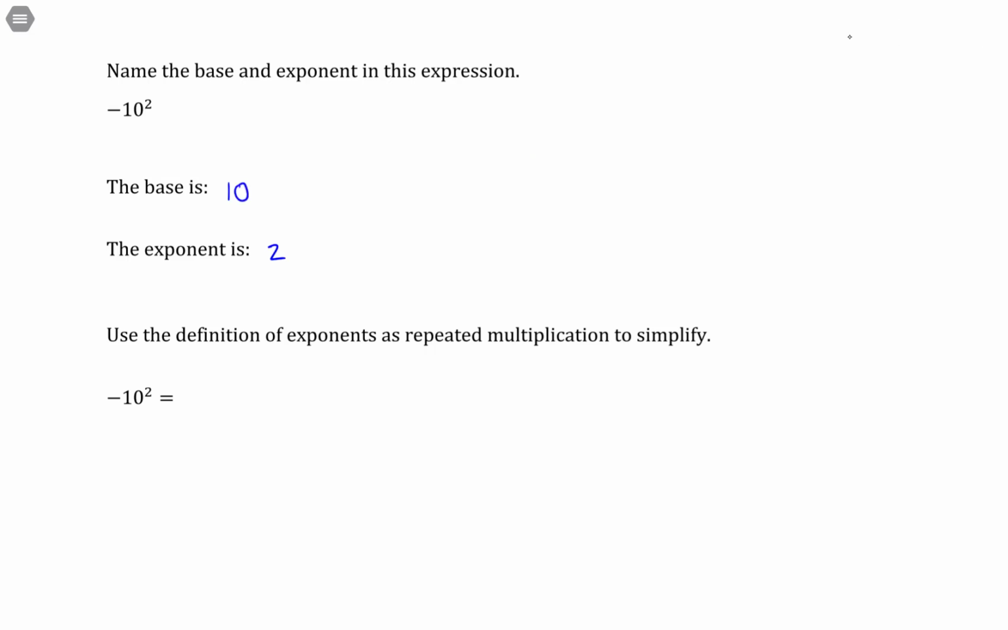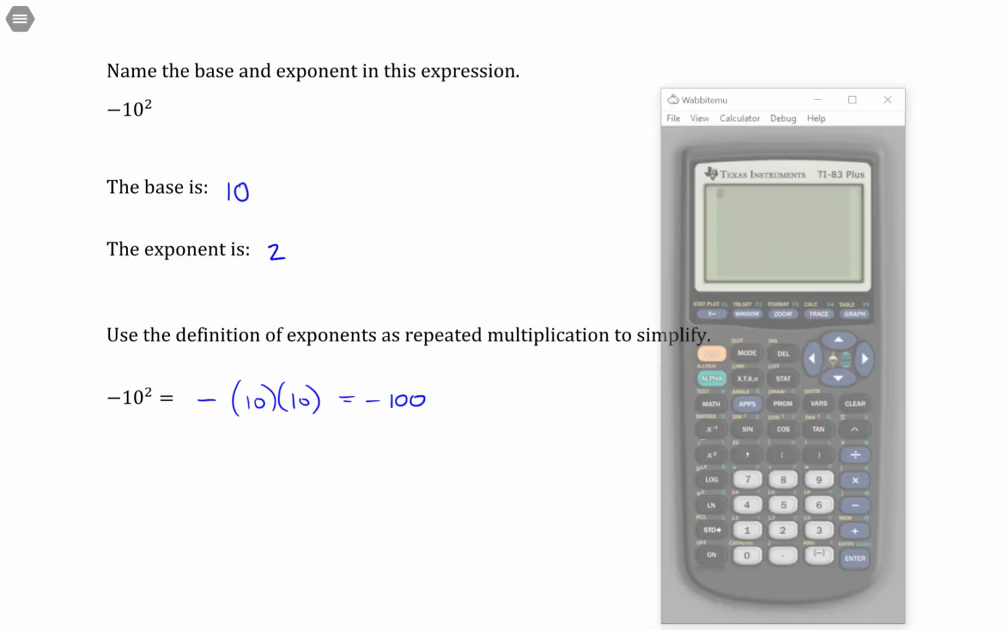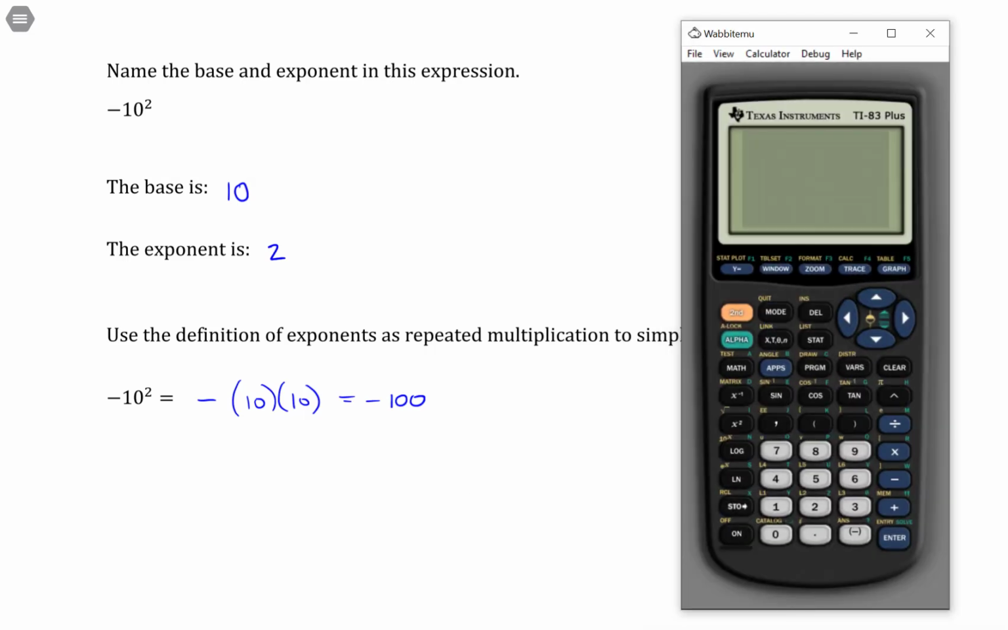So if I use the definition of repeated multiplication to evaluate this out, I have a negative, and then I have the value 10 times the value 10, because this is what 10 squared means. And the result here is -100. And that's very confusing sometimes for students, but you can check this on a calculator and prove it to yourself.